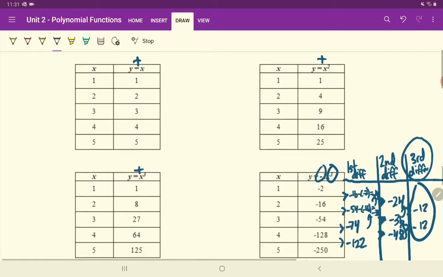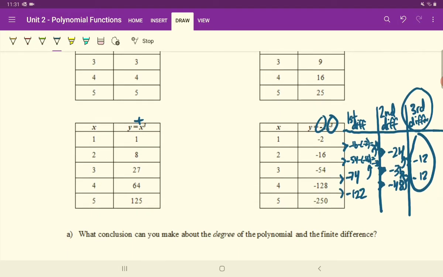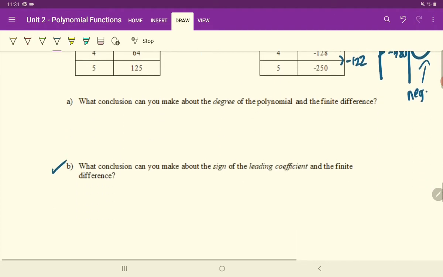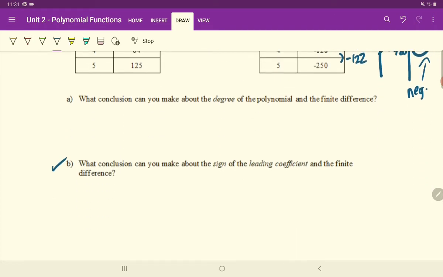And what you'll find is that the third differences, or the differences here, if you have a negative leading coefficient, your differences will also be negative. Okay, whereas if you have a positive leading coefficient, you will have positive differences. Okay, so we should make note of that. That's an observation that we should make note of.